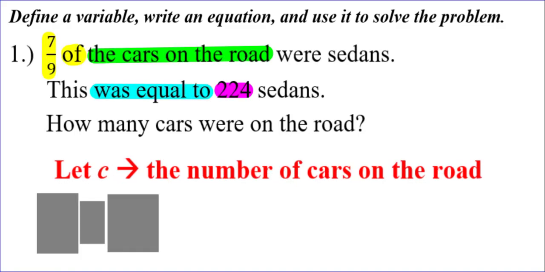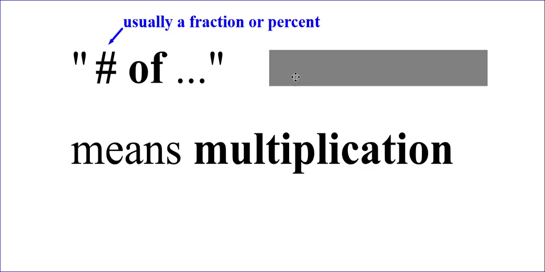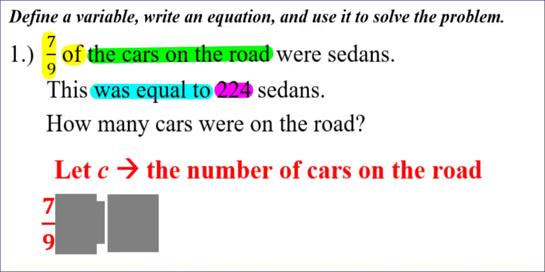And then after we do that, we can go ahead and break this down piece by piece and translate each piece. 7/9 means 7/9. We'll write that down. But then it says the word of. And here's a reminder. When you have a number followed by the word of, usually a fraction or a percent, then followed by the word of, it will mean multiplication. So back to our problem. 7/9 of means 7/9 times.